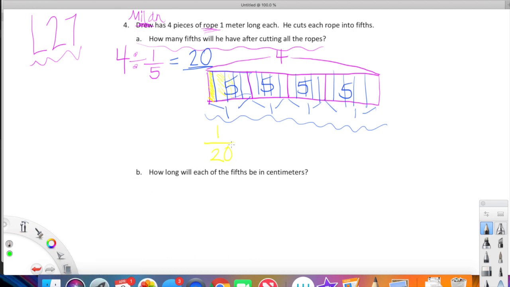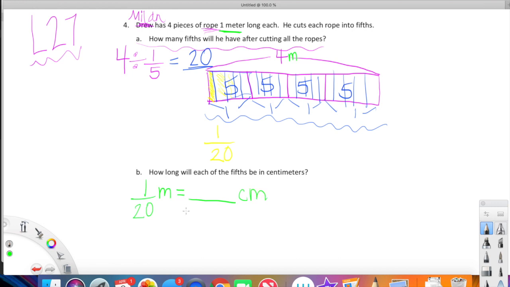We are looking to change 1/20. Keep in mind this was 4 meters. I did not mark that. We were given meters to start with. I didn't mean to erase that; I was trying to underline it. We started with meters, so this is 4 meters. This is 1/20. So what we're looking to do is convert 1/20 of a meter to some amount of centimeters.